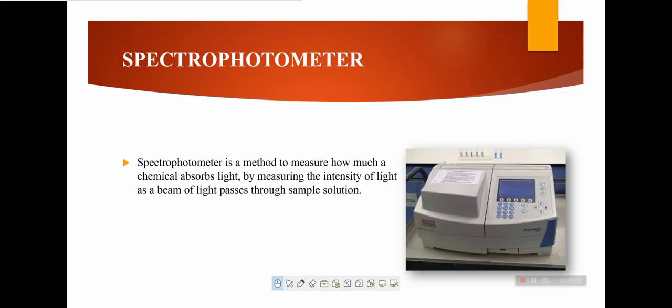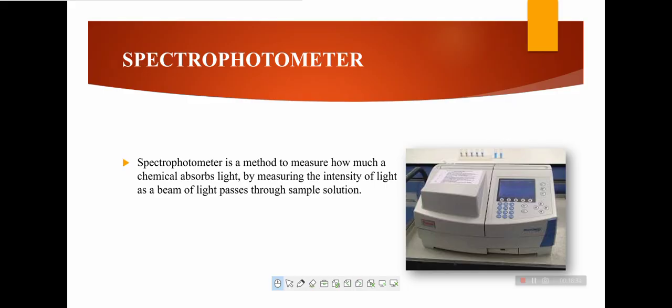First one is the UV visible spectrophotometer, which uses light over the ultraviolet range of 185 to 400 nanometers and visible range of 400 to 700 nanometers. And the IR spectrophotometer, the infrared spectrophotometer, which uses light over the infrared range of 700 to 15,000 nanometers.